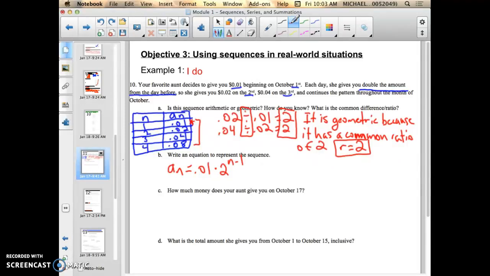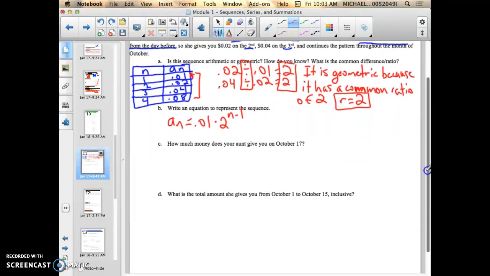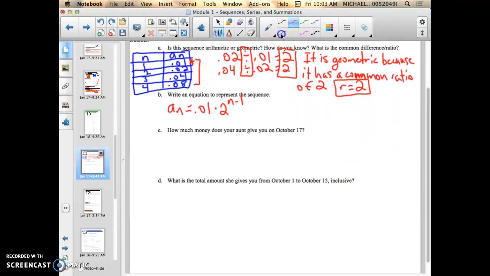All right, so the next question is, how much money does your aunt give you on October 17th? So on October 17th, that's a specific value that I care about. So I have the first 4, 1, 2, 3, 4. I could just keep doubling it until I get to 17. I suppose that's fine, but I'm going to use my explicit formula to evaluate a sub 17, the 17th day. So I'm going to write a sub 17 instead of n. In this case, n equals 17.